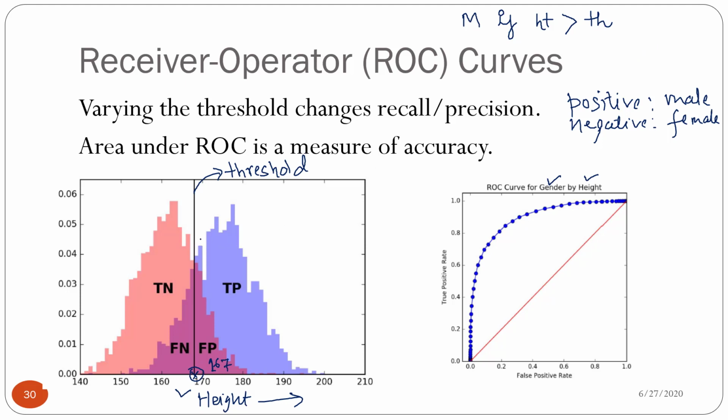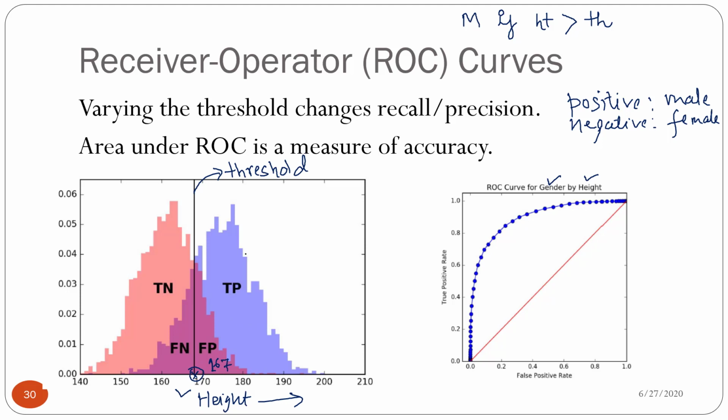And if you move this to the right or left, that will give you a different kind of result. So the result of this classifier that we have right here will change if you move this threshold. If you move this value of the height, which you're considering as the one that determines being male or female, to the left-hand side, you'll have a different result. If you move it to the right-hand side, you'll have a different result.